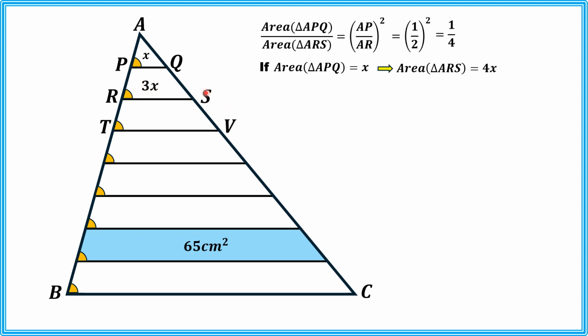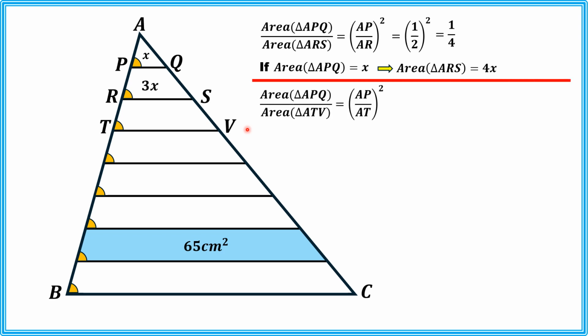Now we consider the ratio between triangles APQ and ATV in the same manner. These sides are in ratio 1:3, so this is equal to 1 over 3 squared, which is equal to 1 over 9, and thus the area of this triangle ATV is 9x. Since this whole area is 9x and this area ARS is 4x, this area RSTV will be 5x.